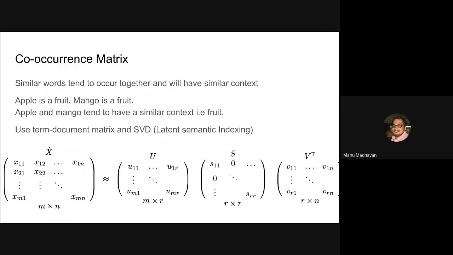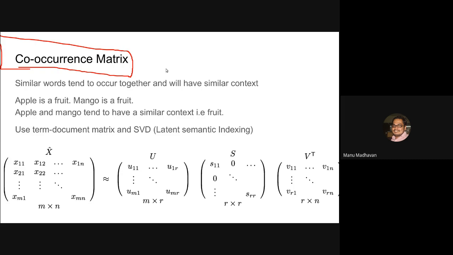Then the other approach is the co-occurrence matrix. The co-occurrence matrix says similar words tend to occur together and will have similar context. So how many times does this word occur with the other word in a contextual window? We can use a particular context window instead of taking only the same sentence. Co-occurrence may not mean it should appear right next to it as the next word or previous word. We can take a window of say 10 words or 5 words in a paragraph, any window size we can fix, or even count how many times they co-occur in a document.